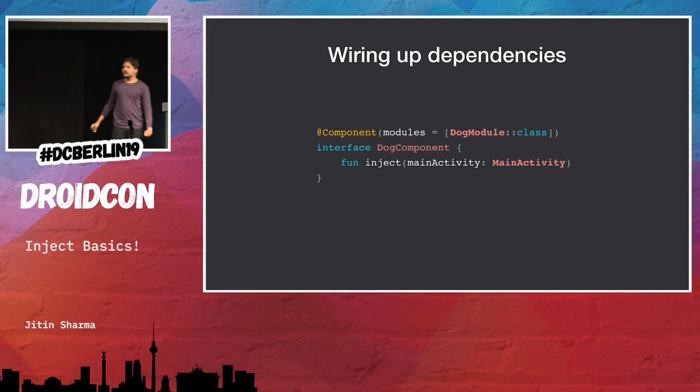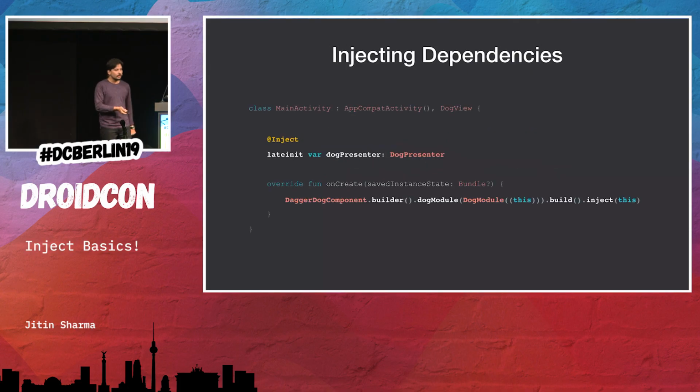Component is just a plain interface. There's no logic inside it. It has one function which tells you to bind this to some activity or fragment or any class. And component is just there to wrap up dependencies and complete the pyramid of it. Of course, it has a module dependency. So you can have multiple modules, you can have multiple components.